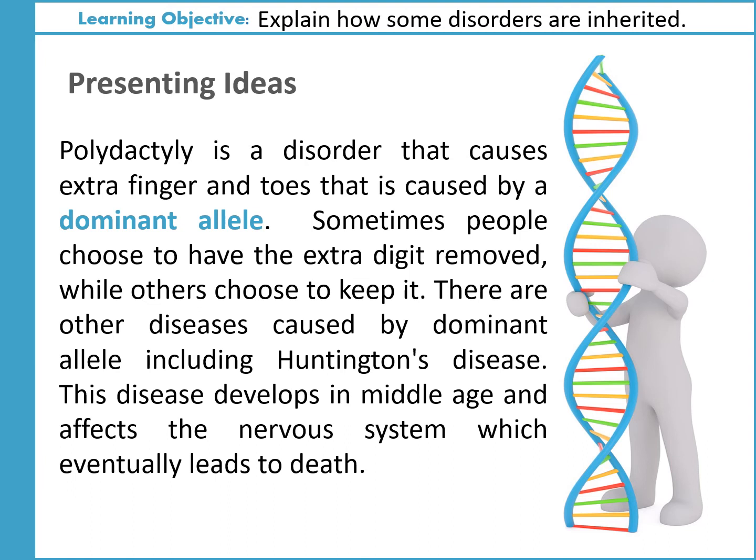There are other more serious diseases and conditions, however, which are caused by a dominant allele, things like Huntington's disease, which is a condition that will develop later on, so you won't see it from birth, but it will develop in middle age, and it affects your nervous system and can eventually, well, will eventually lead to death.